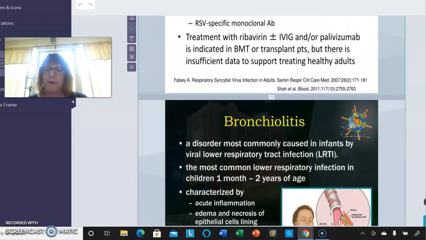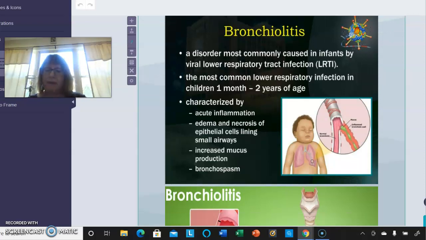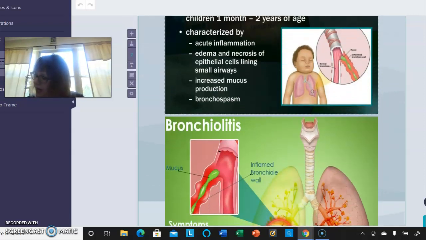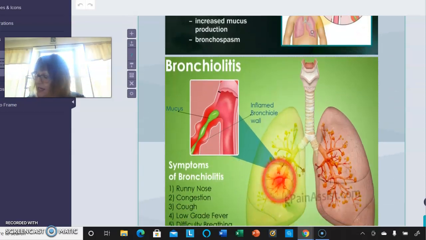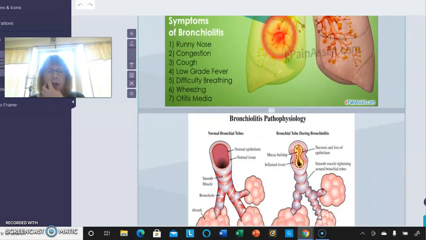The next disease process that we will be talking about in class is bronchiolitis. Bronchiolitis usually can occur in infants anywhere from 1 month to 2 years of age. It causes an inflammation and congestion in the smaller airways of the bronchioles, and this is almost always caused by a virus. Some symptoms of bronchiolitis are runny nose, congestion, cough, low-grade fever, difficulty breathing, wheezing, and the child usually develops an otitis media.